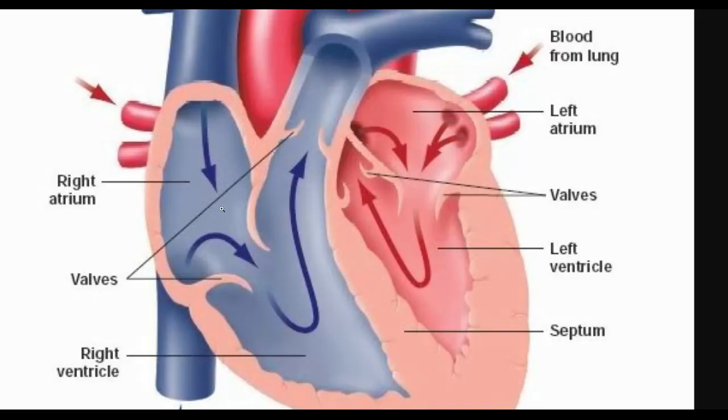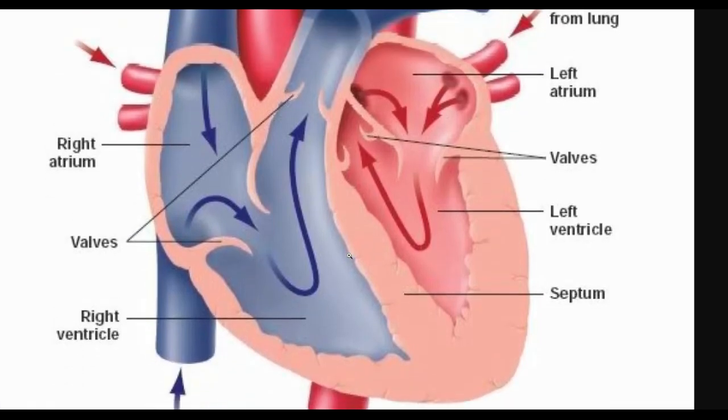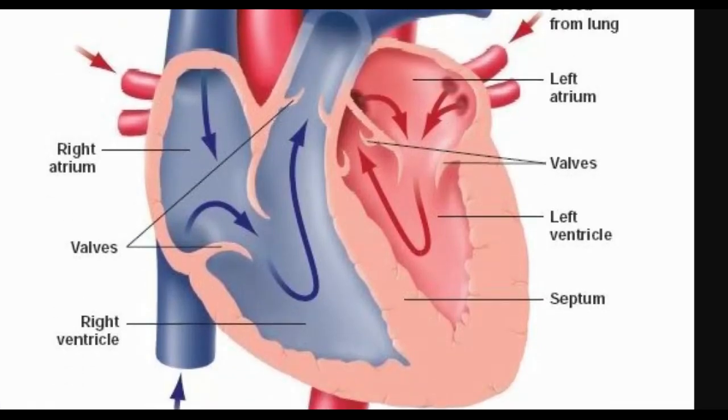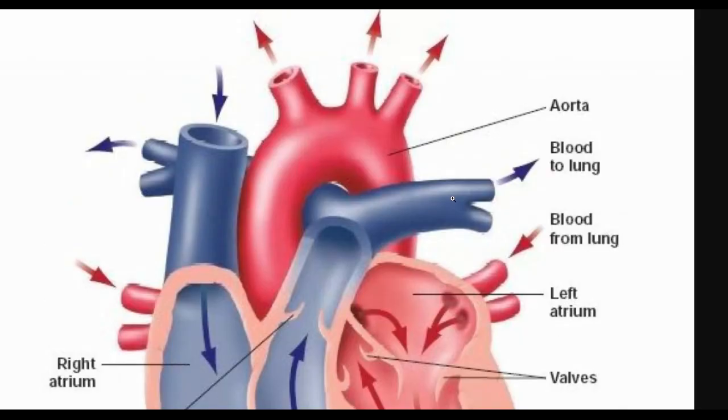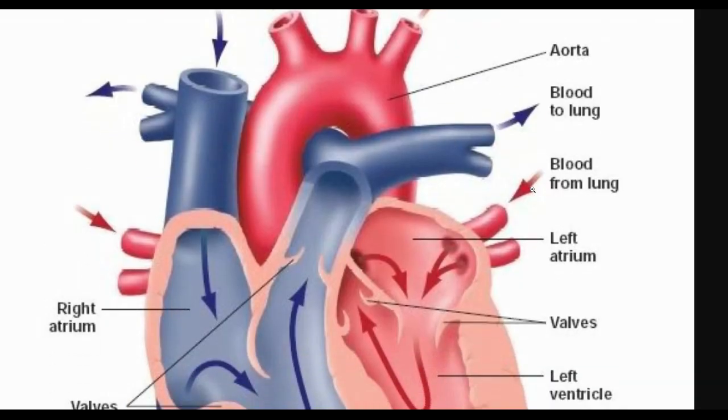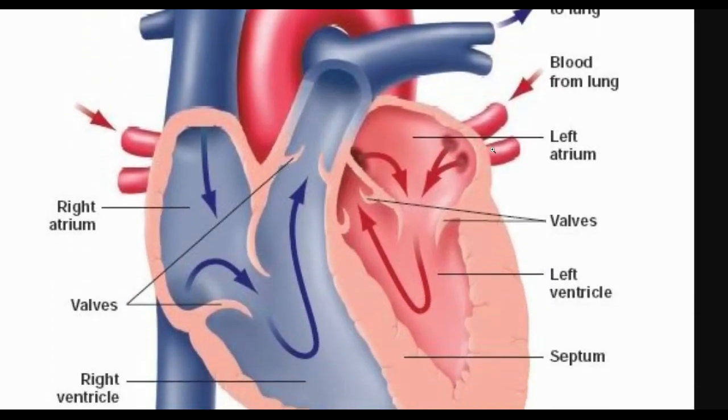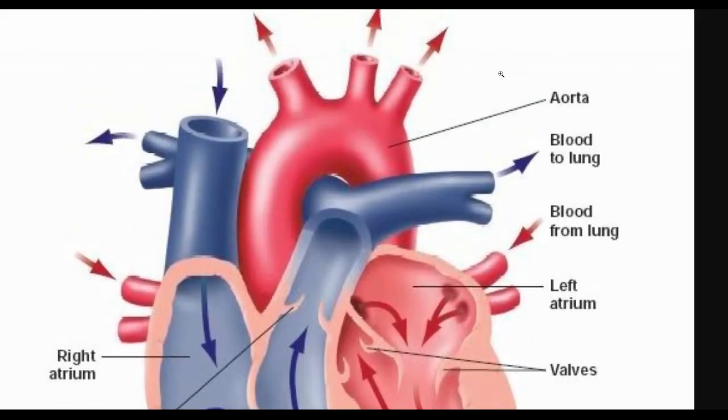The blood goes inside the right ventricle and the valves close, so the blood cannot go back to the right atrium. Now the right ventricle, with a big push, a lot of force, sends the blood up to the lungs. All right, so this is a pulmonary vein. No, this is a pulmonary artery.